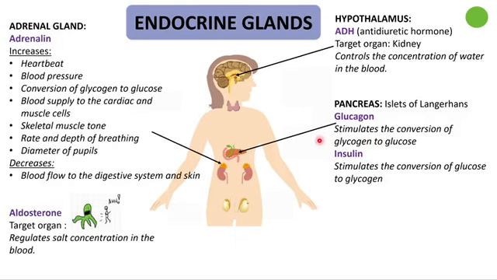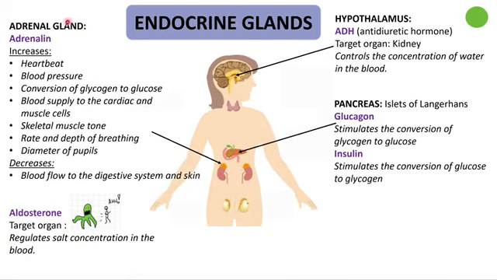Then we have the adrenal gland, which is a small triangle that we find on top of the kidney, and the adrenal gland has various different hormones that it secretes, but the two that are important for you are adrenaline. That is our fight or flight hormone, and its target organ is actually the whole body. You can see that it has various different target places that it will activate. And then the other one that is secreted by the adrenal gland is aldosterone.